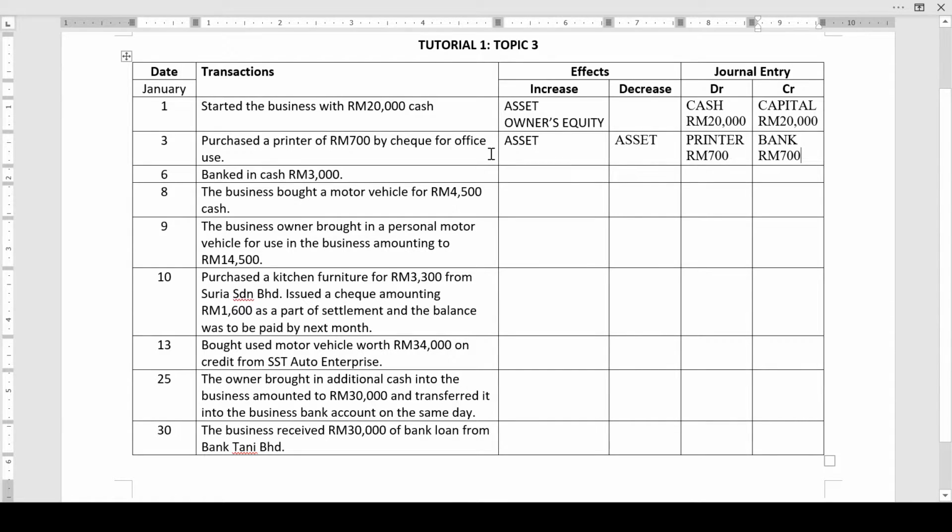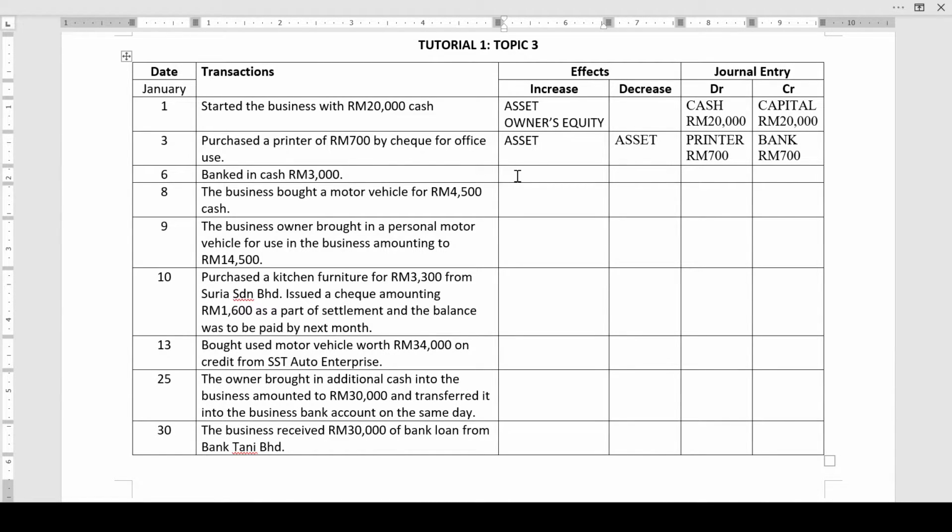Okay, so bank in cash 3,000. Bank in cash 3,000 means that there is a transfer between cash in hand and cash at bank. When the owner banks in cash 3,000, it means that the business transfers the cash in hand to cash at bank. So both are assets. Cash in hand is an asset, cash at bank is an asset.